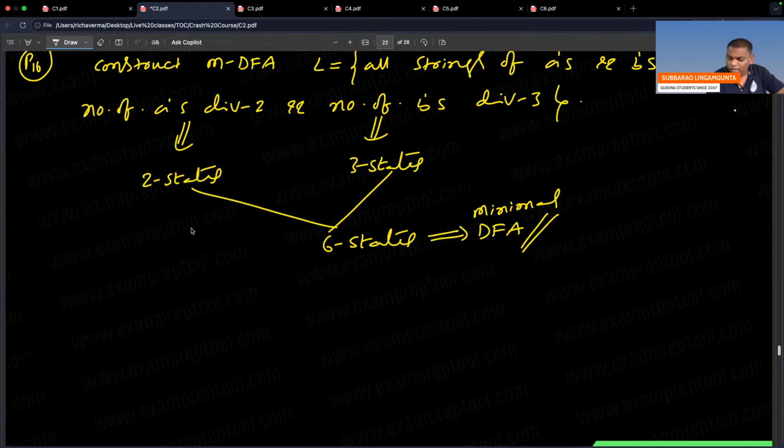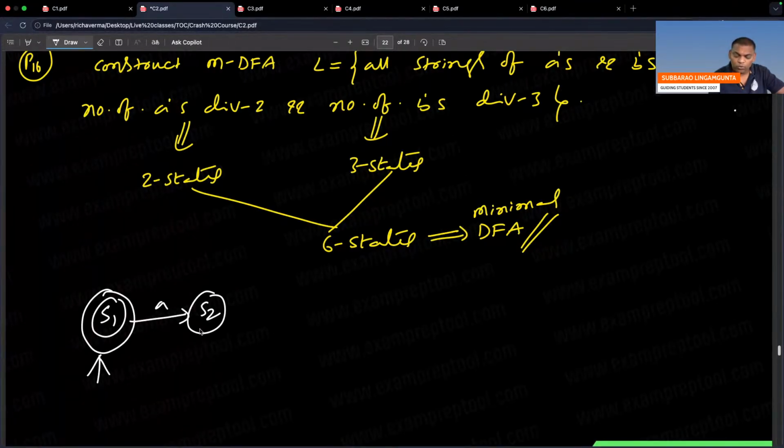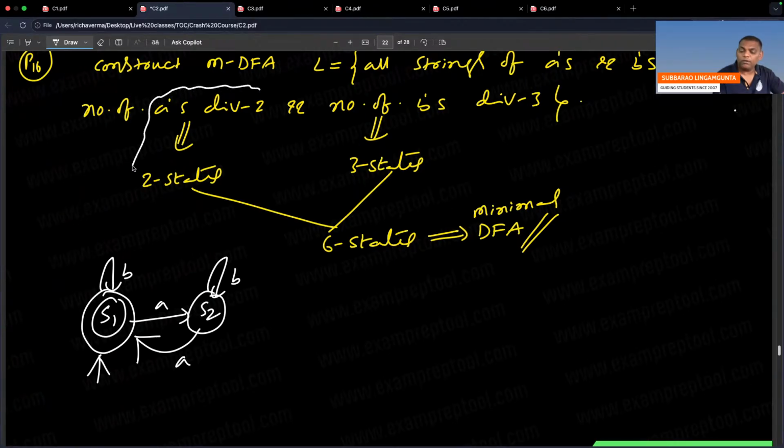Number of A's divisible by 2 needs two states, how? You know very well. S1, S2. Zero is also divisible by 2. 1A, no. 2A, yes. B's may come, may not come. In the first part, A is only our concentration. Assume this is the first problem, P1. In P1, our concentration is A divisible by 2.